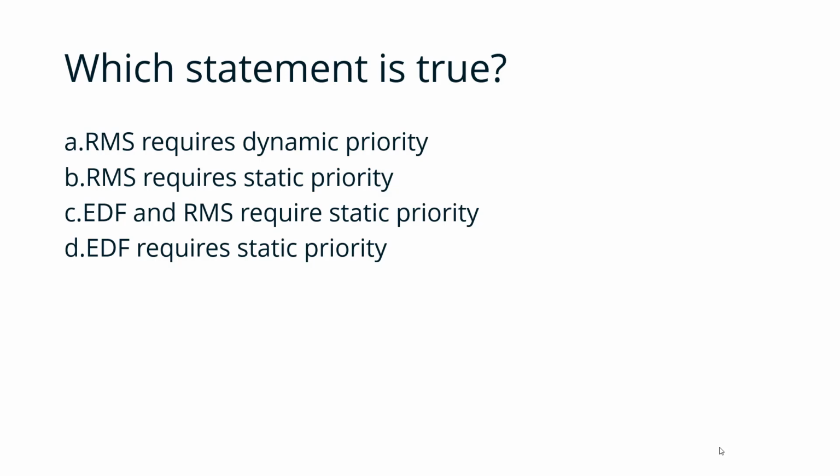120. Which statement is true? RMS requires dynamic priority. RMS requires static priority. EDF and RMS require static priority. EDF requires static priority. RMS is static, so the first is false. RMS is static, so the second is true. The third is false, and the fourth is false, so it's B, right? EDF has evolving priorities. RMS doesn't. And again, the RMS priority is just the period. The shorter the period, the higher the priority you have.